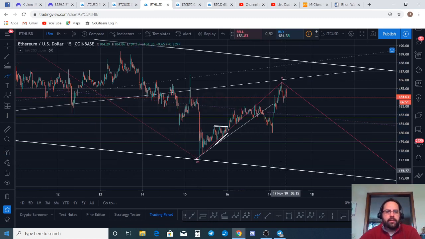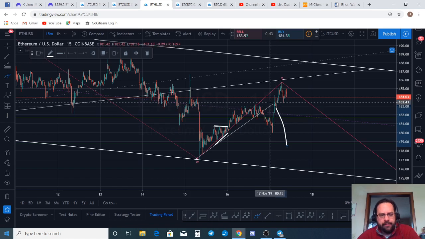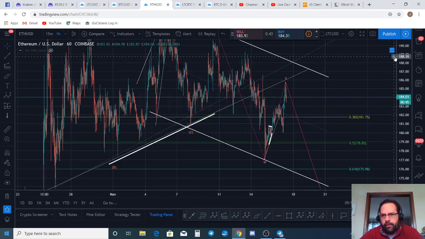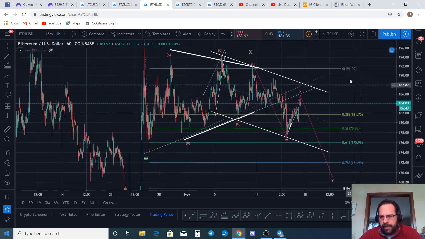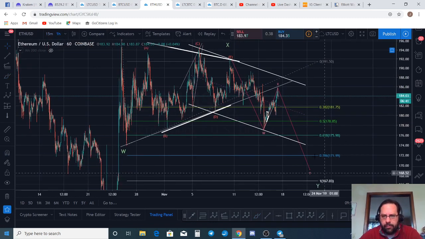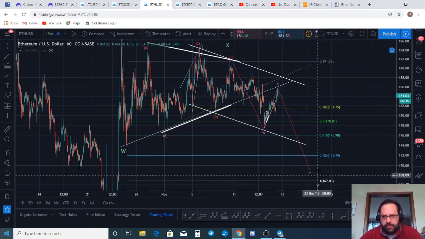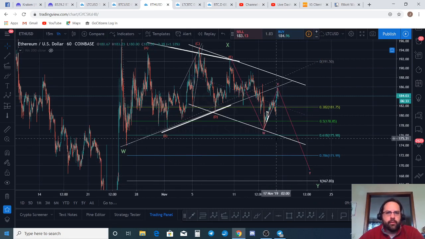Okay, so that's Ethereum, guys. I do have an overall target here, looking at the 1 hour, down here somewhere around the 167 mark to finish this WXY. That would be a 1-to-1 extension of this structure that I have here. So we're looking at that.